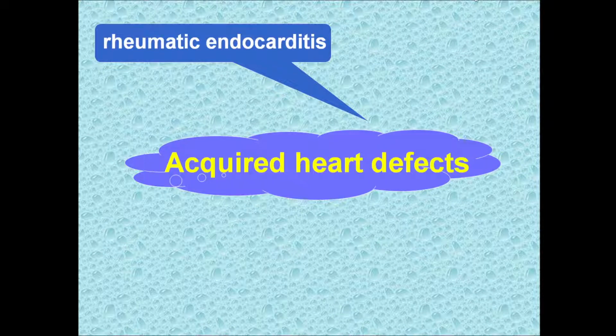More often, an acquired heart defect appears in the patient after attacks of rheumatism. We are talking about formation of rheumatic endocarditis, which is characterized by narrowing of the heart orifice due to pathological growth of connective tissue, or diminishing of the heart valves, again due to pathological growth of connective tissue.